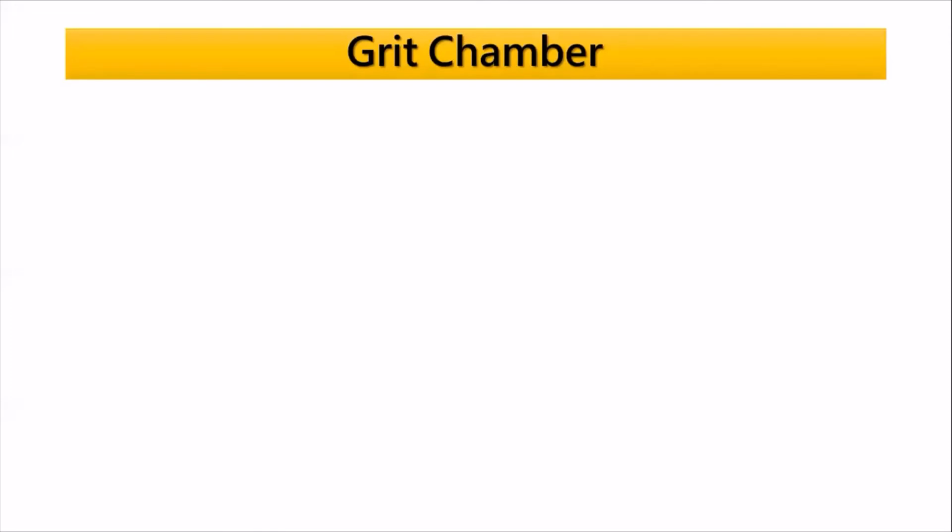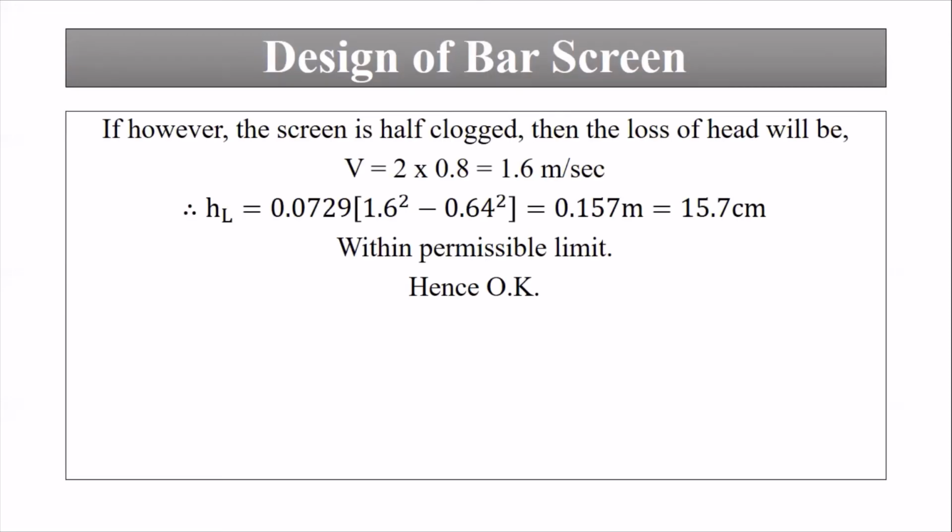So the next part is the grit chamber. In short, if you study the screen, the main objective is to remove large size floating matter. Types of screen may be coarse screen, medium screen, or fine screen. In a coarse screen, the spacing of bars is more than 40 mm center to center. In a medium screen, the spacing is less than 40 mm. In a fine screen, the spacing varies from 1.5 to 6 mm.